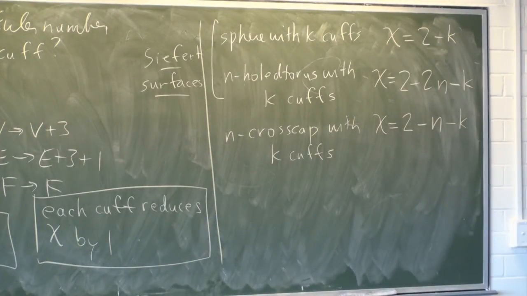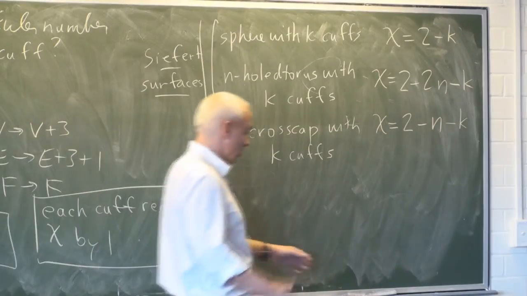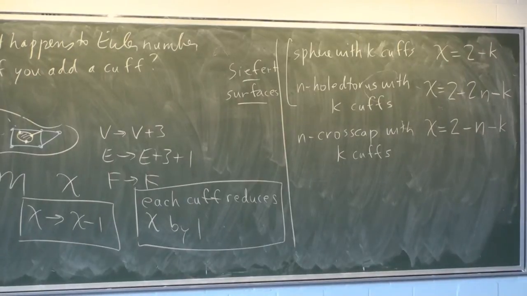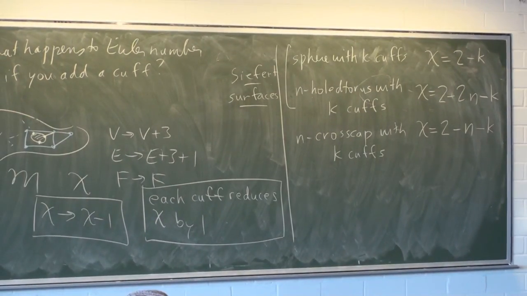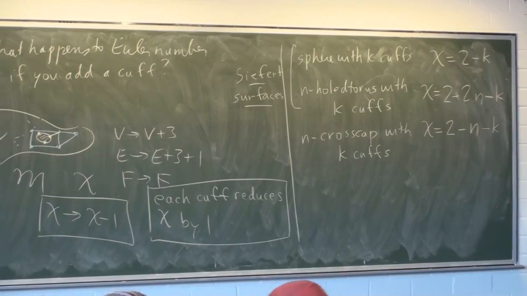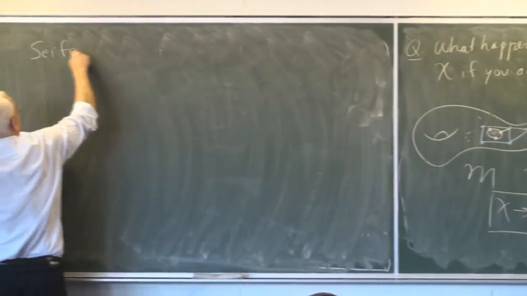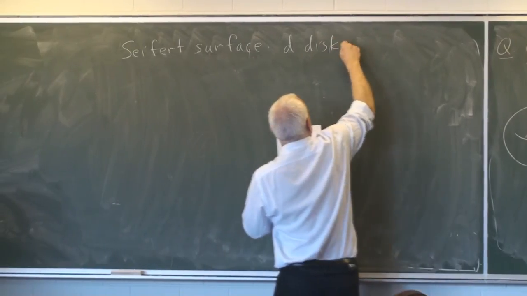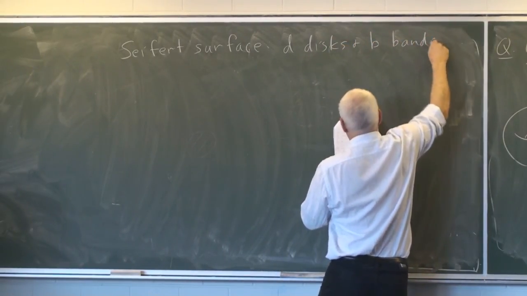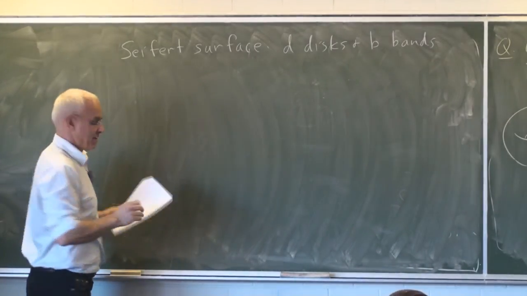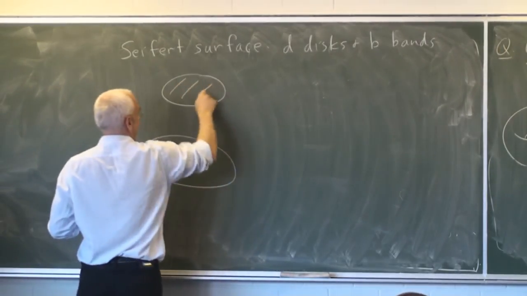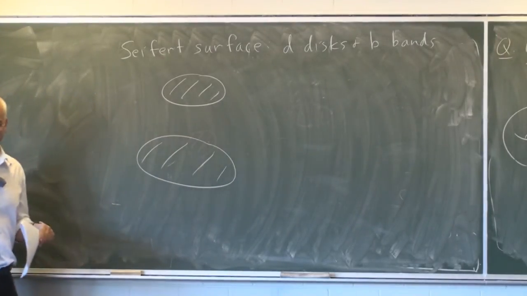So to finish our analysis with the Siefert surfaces, we should just say a little bit about what is the Euler characteristic of a Siefert surface in terms of the number of disks and number of bands that you used to create it. So suppose we have a Siefert surface with d disks and b bands. Okay, let me do a simple illustration of that. Suppose we just start off with 2 disks, and we just look at the first step of making that trefoil.